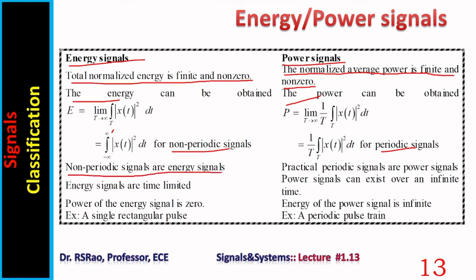Non-periodic signals are energy signals, whereas practical periodic signals are power signals. Notice, energy signals are time limited, power signals exist over an infinite time. Power of the energy signal is zero, energy of power signal is infinite. Example for energy signal is a single rectangular pulse. Example for power signal is periodic pulse train.